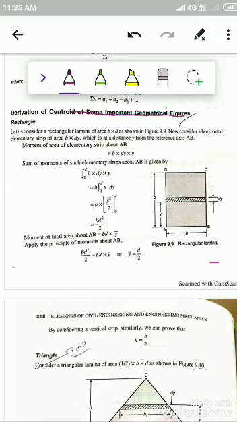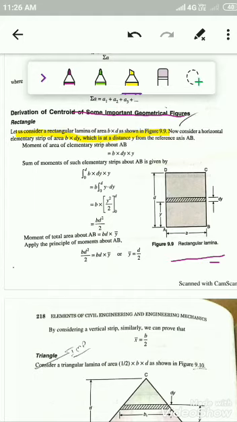The important geometrical figures may be the rectangle, triangle, semicircle, circle and quarter circle. We have some important derivations. This is very important, just go through this. Let us discuss the determination of the centroid of this geometrical figure, a rectangular lamina. Clear? Just read this sentence. Consider a rectangular lamina which has an area of B into D as shown in the figure.